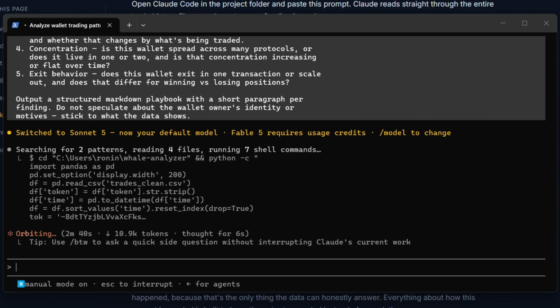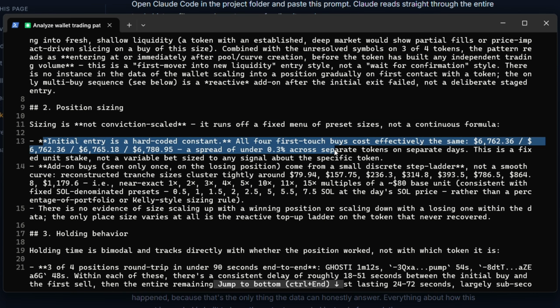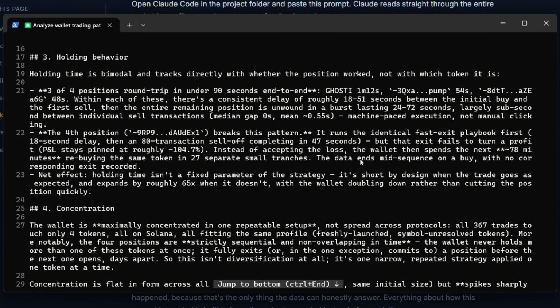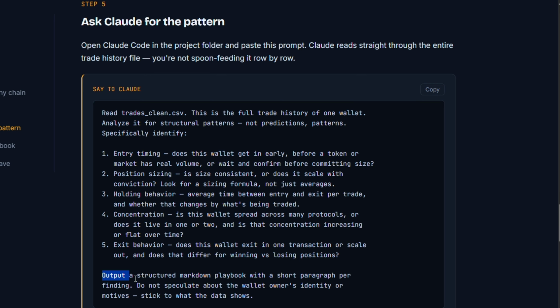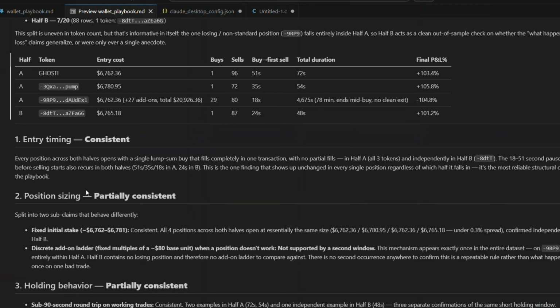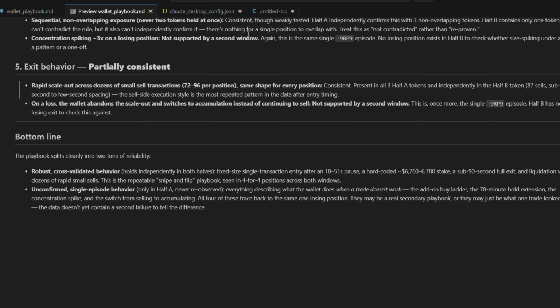Claude Code can read straight through the entire trade history file. You're not spoon-feeding it row by row. It works through the whole thing and comes back with a structured breakdown organized around those 5 questions. What you get out of this step is not a guess. It's a description grounded directly in the data of how this specific wallet actually behaves, chain and all.